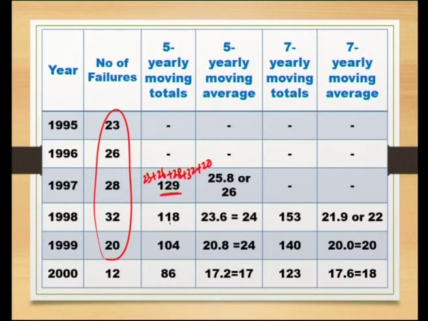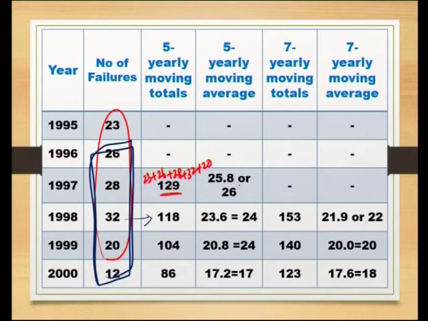Similarly, 118 is the total of the next 5 years, that is 26 plus 28 plus 32 plus 20 plus 12, and it is written in the middle of the next 5 years. When you take these 5 values, the middle value is 32, and hence it is written against this middle. Likewise, 104 is the total of 28 plus 32 plus 20 plus 12 plus 12. Like that the 5-yearly moving totals are calculated.